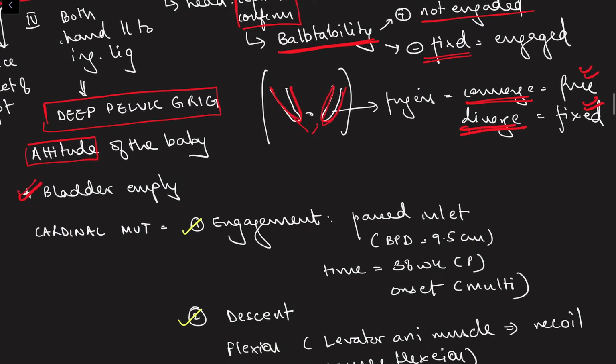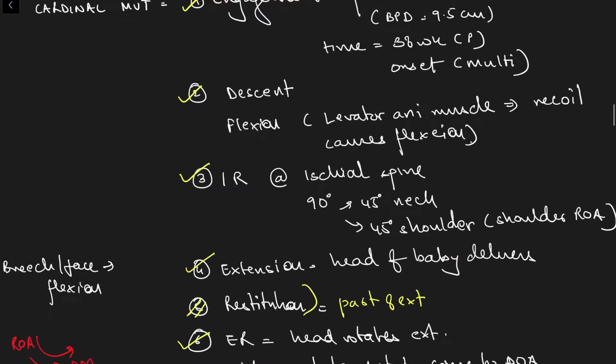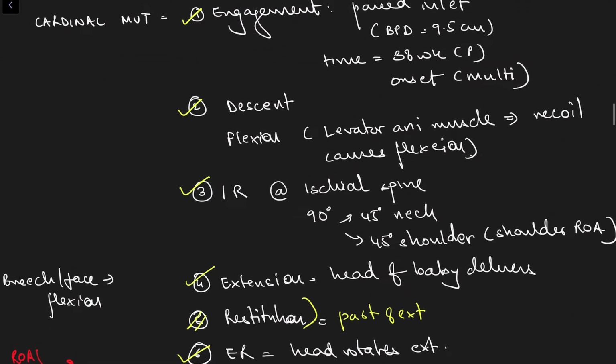Now let us talk about the cardinal movements of labor. So first is engagement, which is the passing of the greatest diameter at the inlet, which is the biparietal diameter, that is 9.5 centimeter. It takes place at 38 weeks in a primigravida, and it takes place at the onset of labor in a multigravida. Second is descent and flexion of the fetus. It generally occurs simultaneously, the second and third movement, and it occurs due to the recoil of the levator ani muscle as the head descends, which leads to flexion of the head.